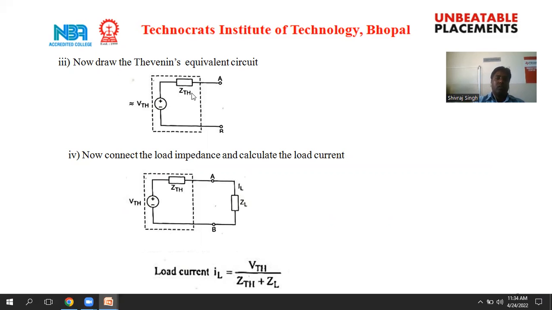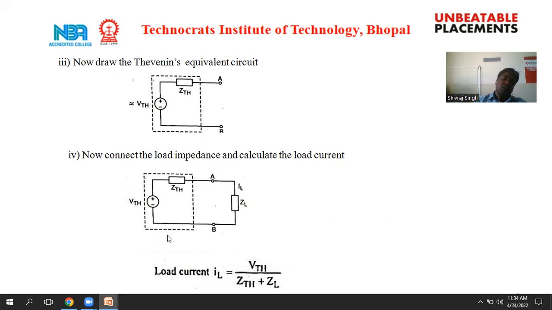So here VTH and ZTH are connected in series. Now at the last we find the response, that means the load current. For calculation of load current, we connect the load impedance at the load terminal. That means we connect this load at the point A and B terminals.